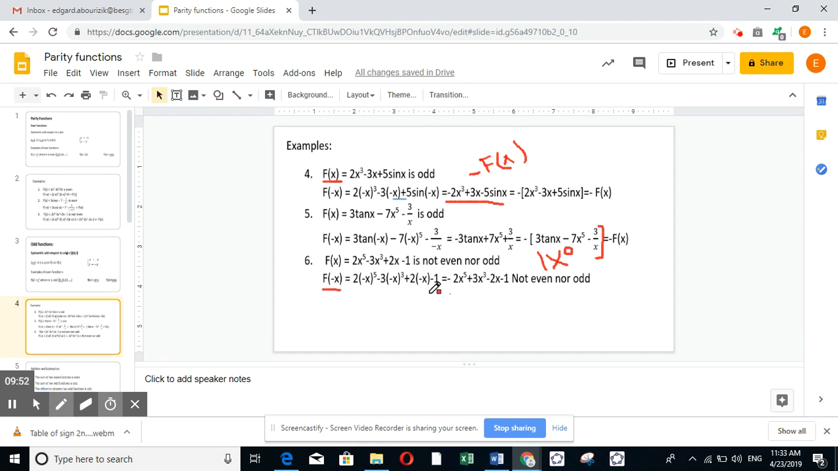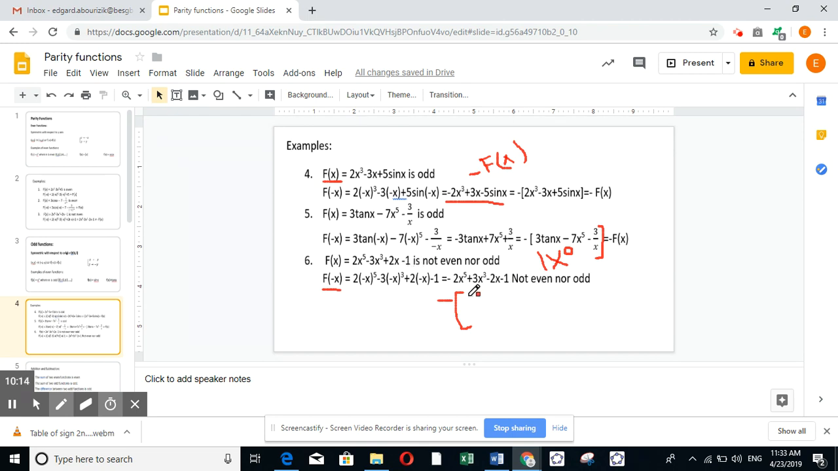You're going to get minus 2f of x5 minus plus 3, because power odd, minus goes out: minus 2x minus 1. So it's not the same. And even if you put a big minus and you're right, you're going to get 2x5, minus 3x cubed, plus 2x, but you're going to get plus 1. So here you have minus 1, so it's neither even nor odd.